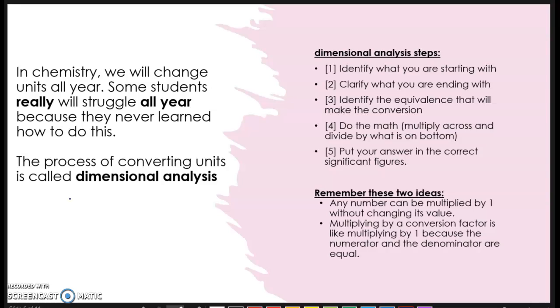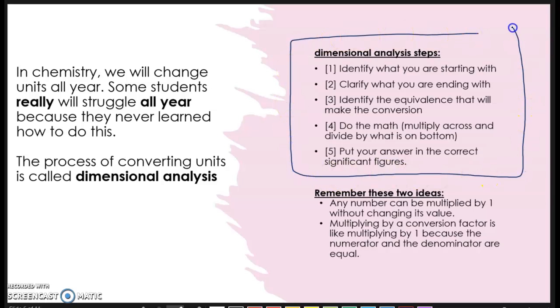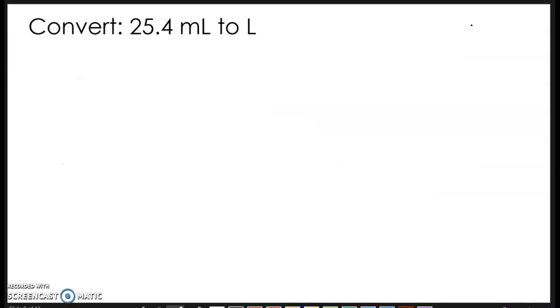Okay, we're going to go into converting units. This is something you'll use in chemistry all year long. It never goes away. You're always going to be converting. And the steps to how you convert are right here. Identify the unit you're starting with. Figure out what you're ending with. Identify your equivalency, which is going to help you convert it. You do your math. You answer in correct significant figures. I don't really think reading these steps helps you understand how to do it, so we're just going to get started on some practice problems.